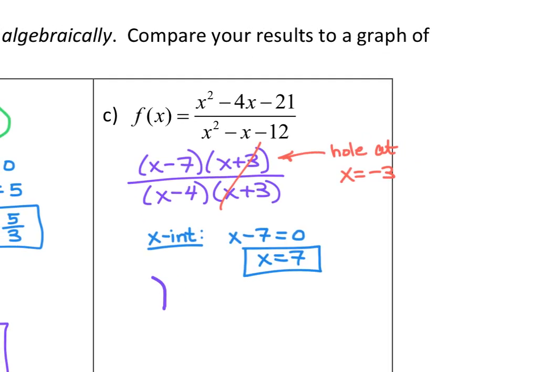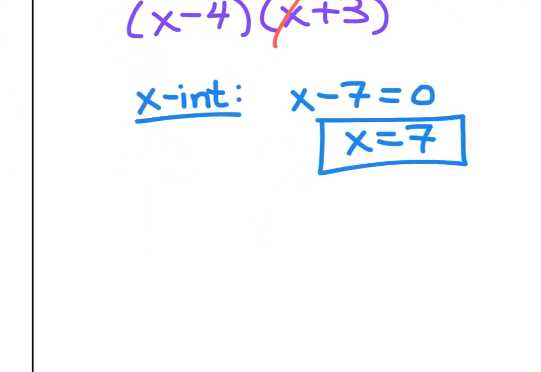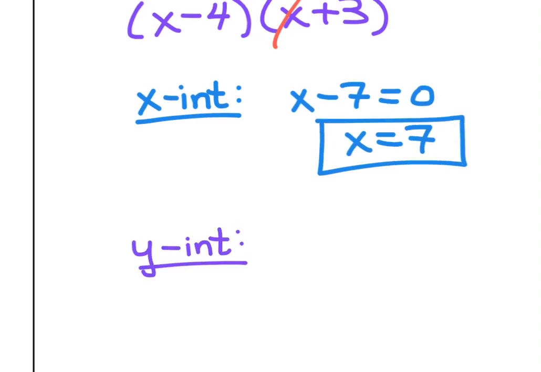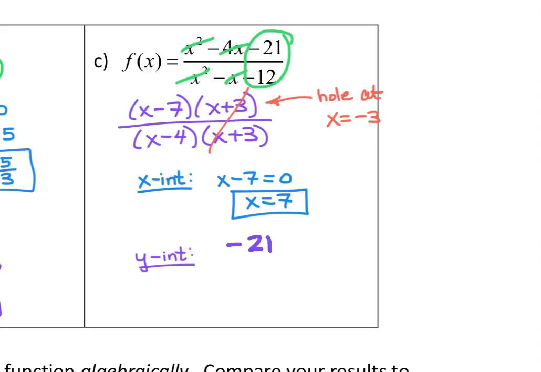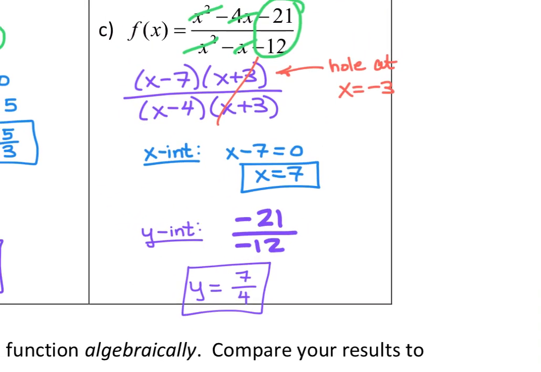And for the y-intercept, where did that line come from? Get rid of that. For the y-intercept, again, I'm going to ignore the terms that have the x's in them and just look at negative 21 over negative 12. So my y-intercept is going to be that negative 21 over negative 12. So y equals, and both of those are divisible by negative 3, and so I would get positive 7 over 4. So my y-intercept is 7/4.